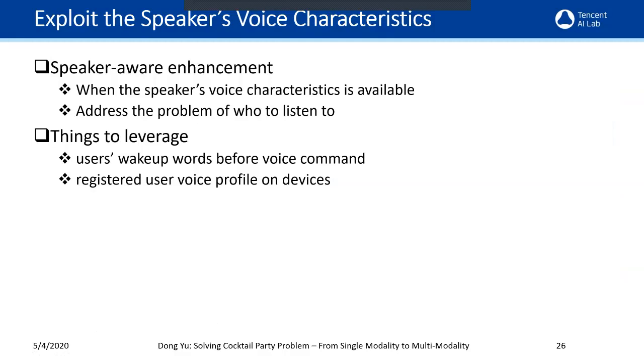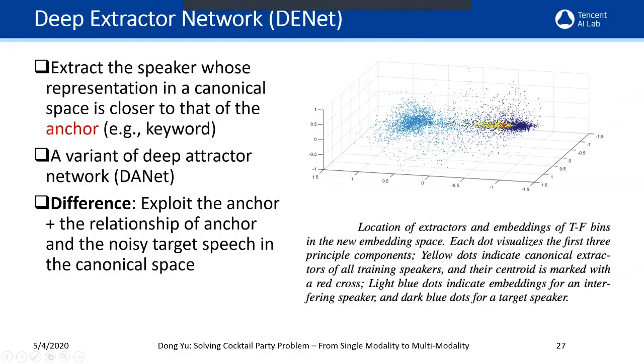Under some other conditions, however, the speaker can be identified by the voice characteristics. This information can be extracted, for example, from the wake-up words or enrolled voice on the personal devices. Our first model for this purpose is the deep extractor network. Deep extractor network is an extension to the deep attractor network, which was originally designed for blind source separation. Deep extractor network extracts the speaker whose representation in a canonical space is closer to that of the anchor, such as keyword.